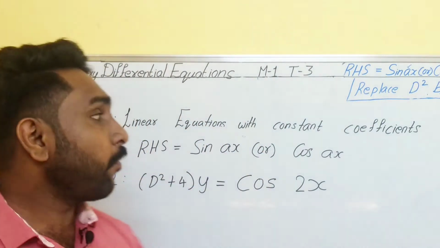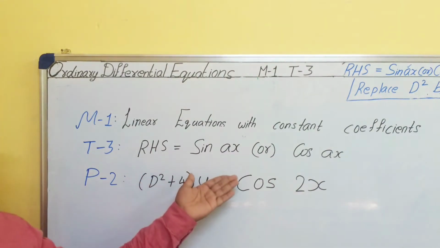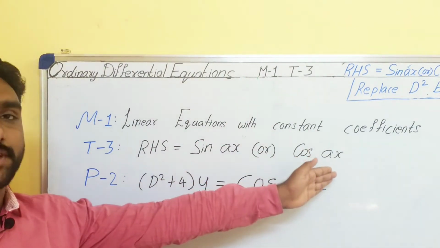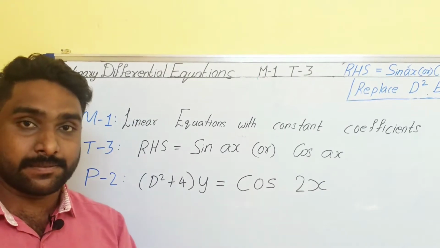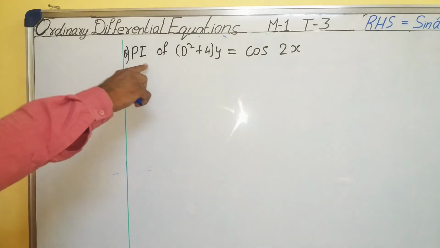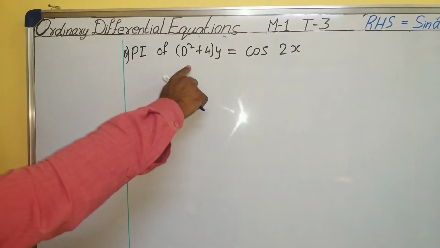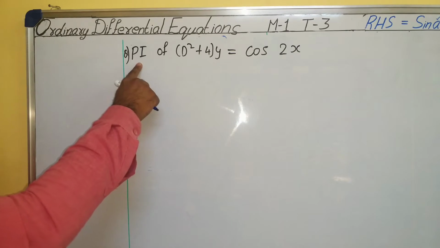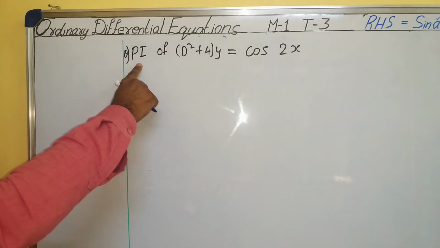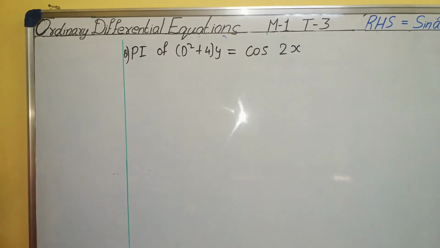This class is all about a problem when RHS is equal to sin ax or cos ax. This is the problem we are going to solve. So let's see. Here we go. The question is (D square plus 4) y is equal to cos 2x. It is clearly mentioned we have to find the particular integral, so we don't have to find the complementary function.